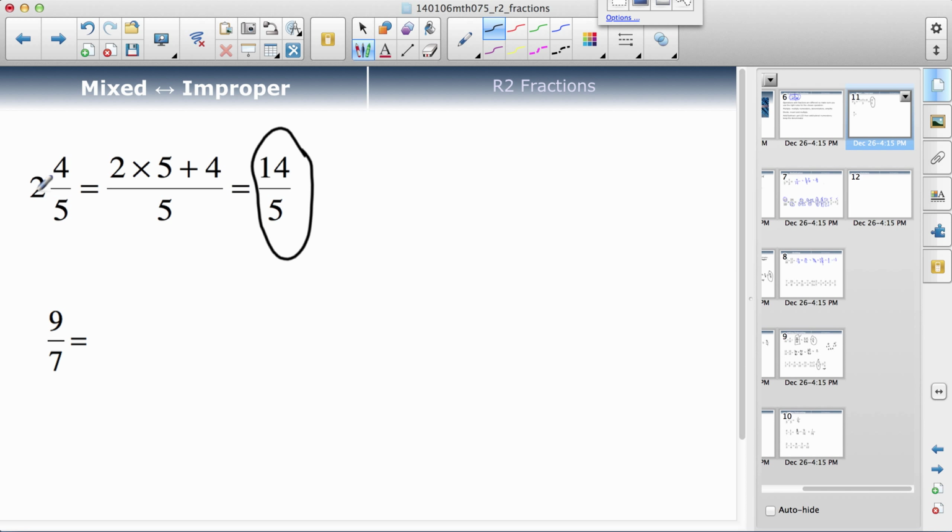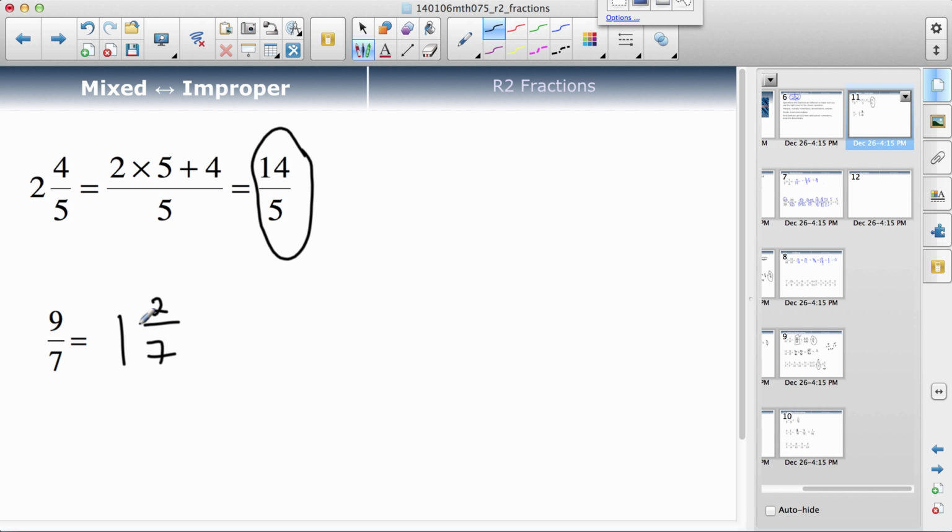whole number here and multiply it by the denominator. So 2 times 5, and then you add the 4 on top. So 2 times 5 is 10, plus the 4 is 14/5. If I have to go the other way from improper to mixed, then instead of multiplying here, I divide. So 7 divided into 9 goes once, and then I ask myself, how many are left over? So 7 into 9 goes once with 2 left over, and you keep the denominator the same.